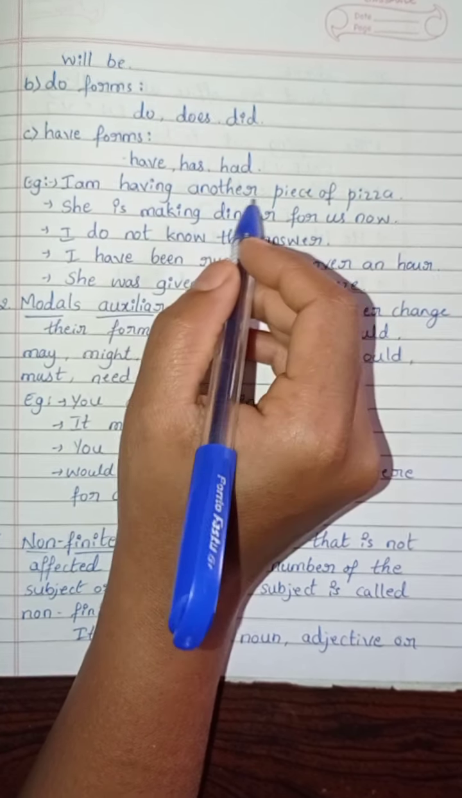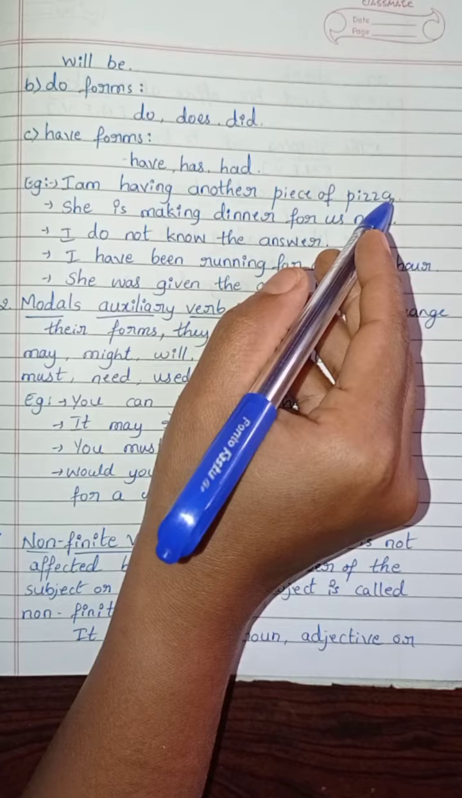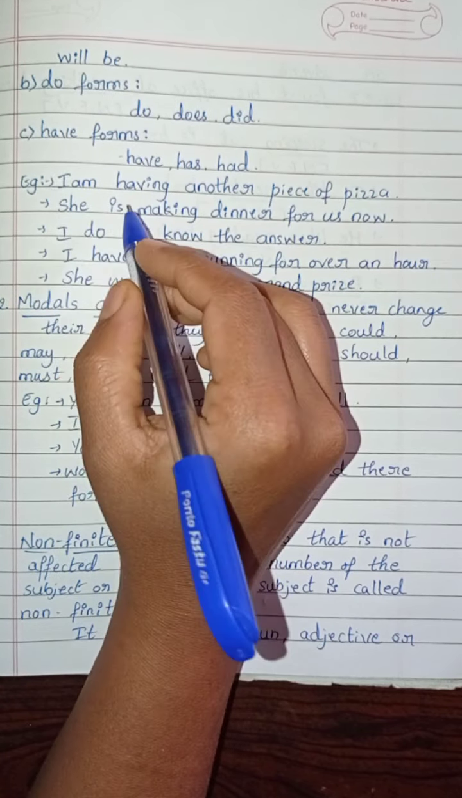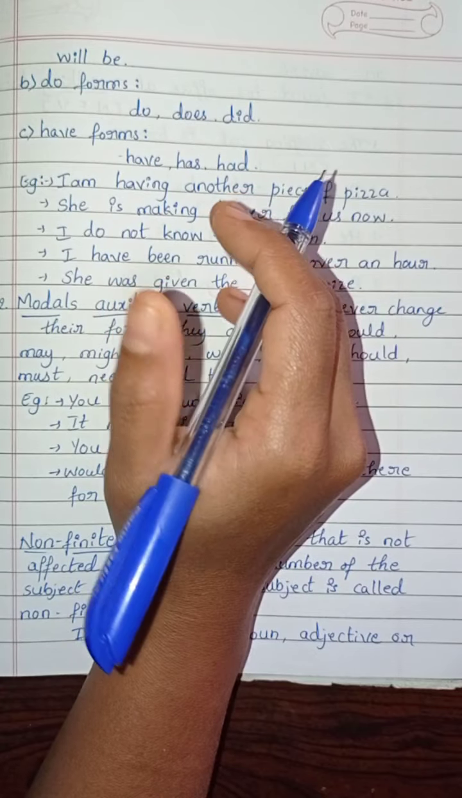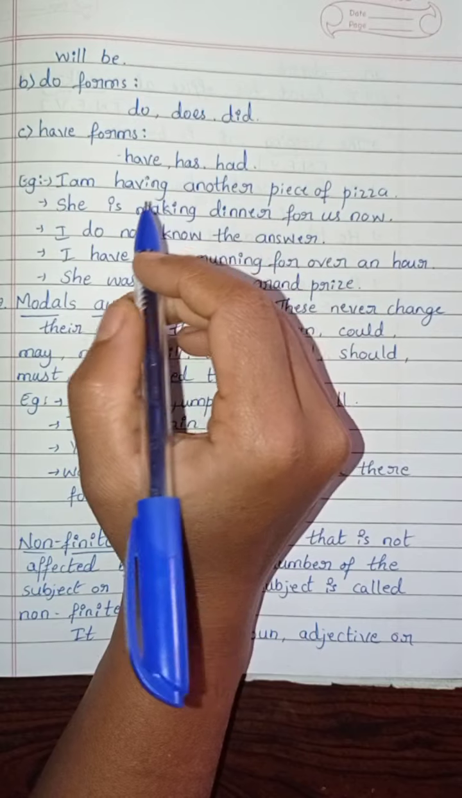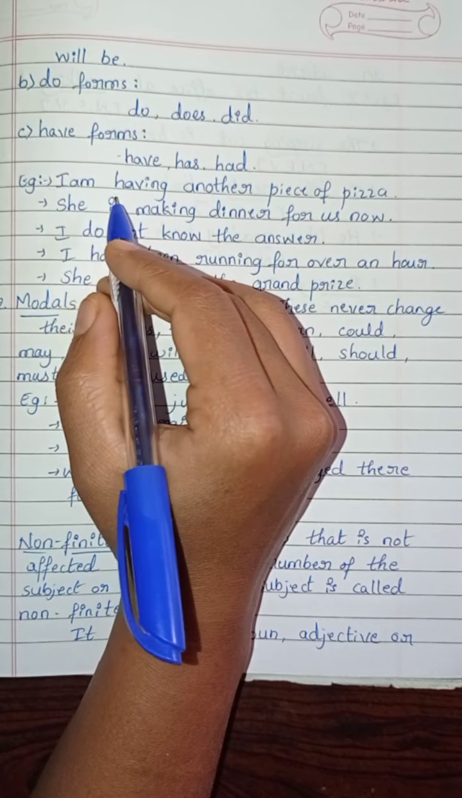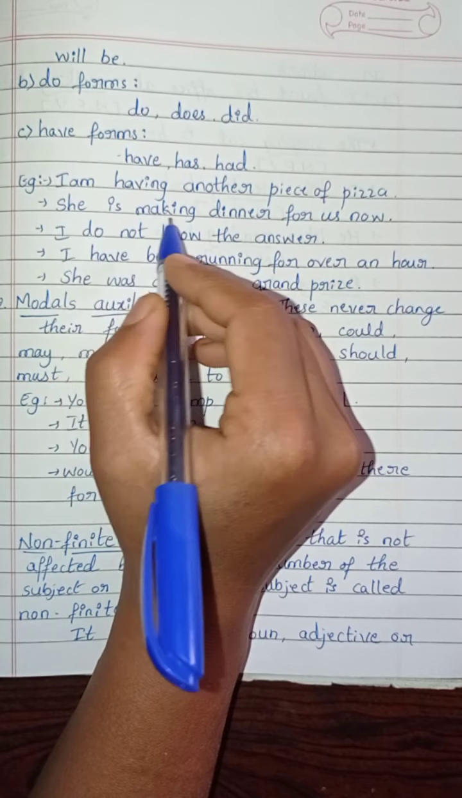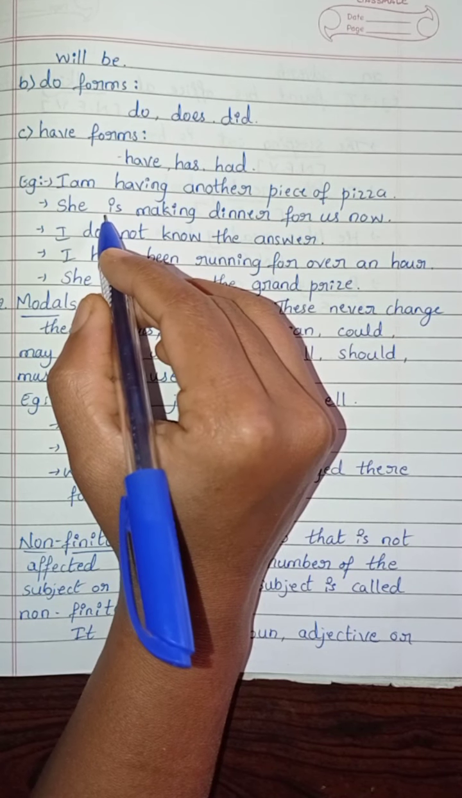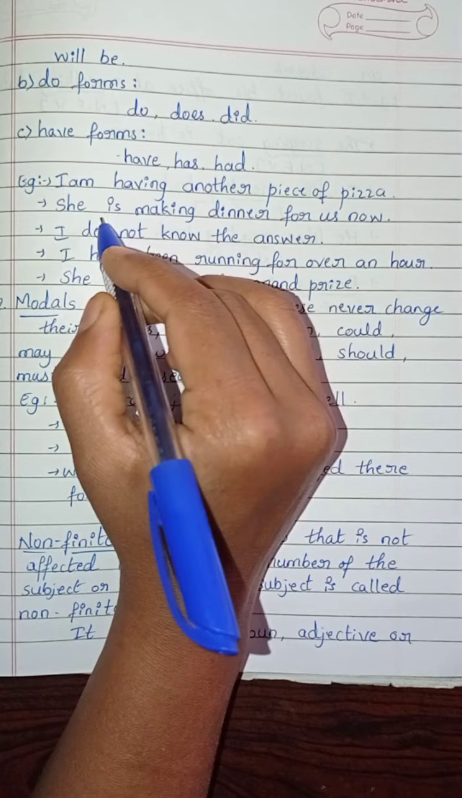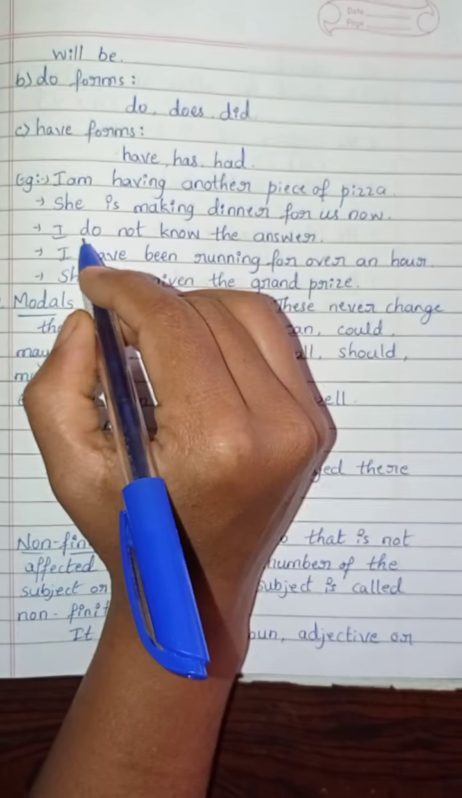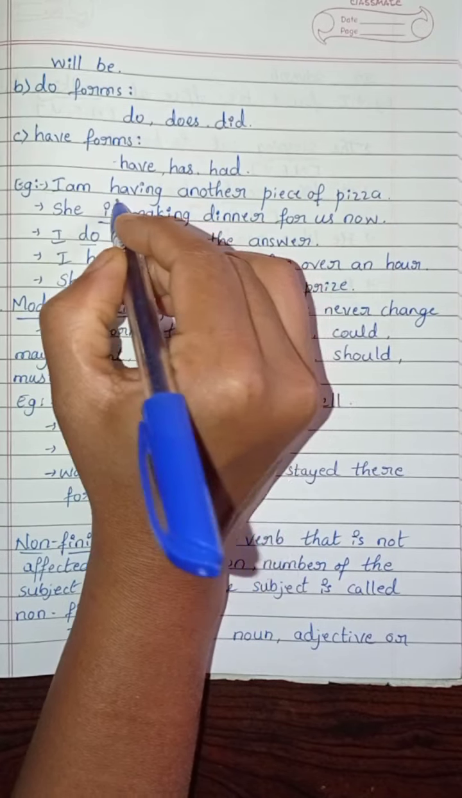I am having another piece of pizza. Here have is the have form verb, an auxiliary verb which increases the meaning of the verb having. She is making dinner for us now. This is the be form verb. And this is the have form verb, and this is the be form verb. I do not know the answer. This is the do form verb.